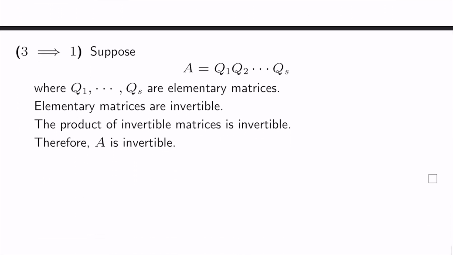Lastly, we prove condition 3 implies condition 1. So suppose A can be decomposed into the product of a finite number of elementary matrices. So Q1, Q2, and so on up to Qs, are assumed to be elementary matrices. Then we know that elementary matrices are invertible, and the product of invertible matrices is invertible. Therefore, this whole thing is invertible. That means A is invertible. And we are done.